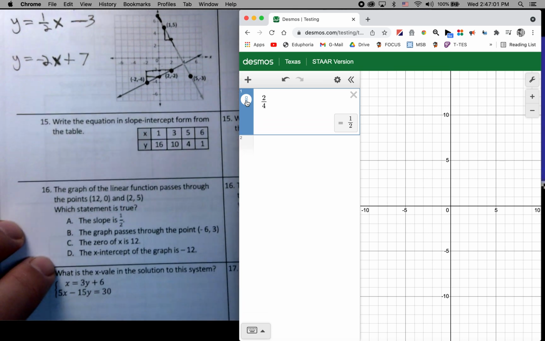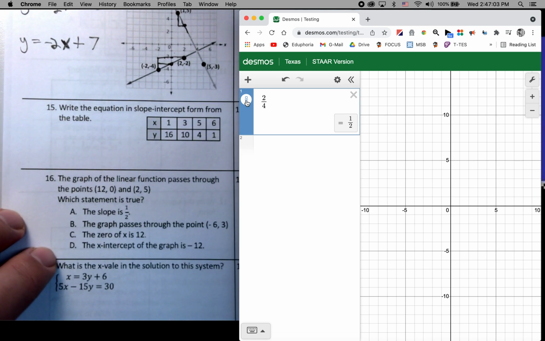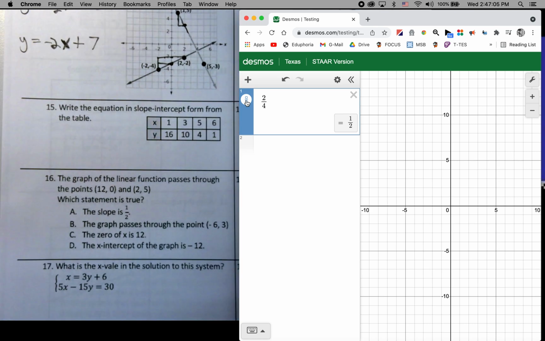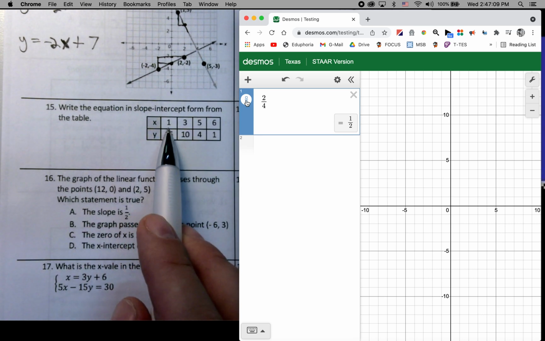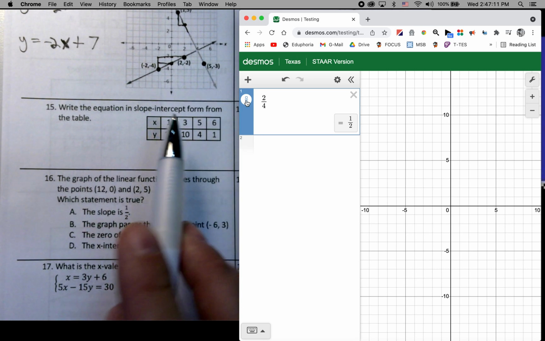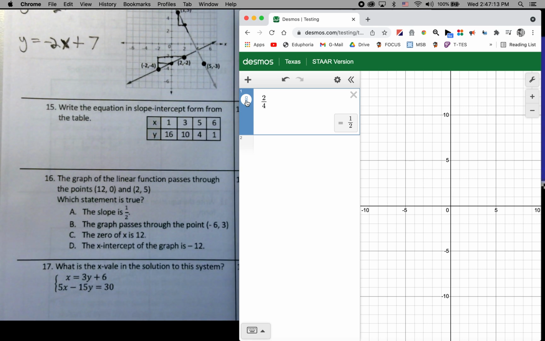This one says, write the equation in slope-intercept form from the table. Okay, now I could find the slope by doing change in y divided by change in x, but it's not giving me the y-intercept. Now, I could use some process of deduction to figure this out, but there's an easier way. What we're going to use is the old Desmos.